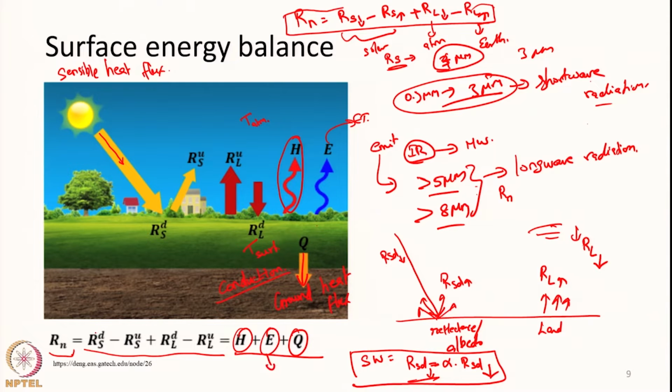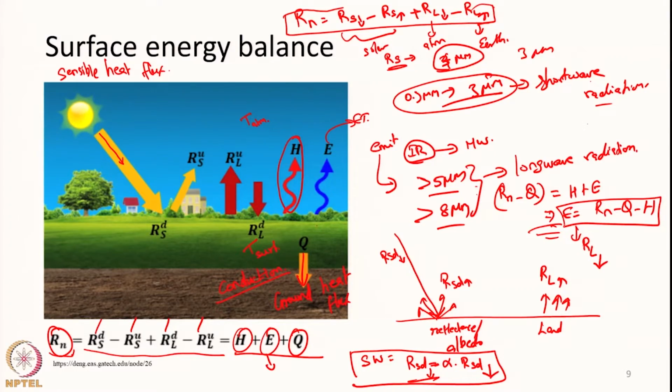So, we will try to estimate each of the radiation components separately. We call it Rn. So, this Rn minus this Q. Some people will call it Q, some people will call it G. So, Rn minus Q is equal to H plus E. This implies E is equal to Rn minus Q minus H. So, this is the generic representation of evapotranspiration using the surface energy balance equation.